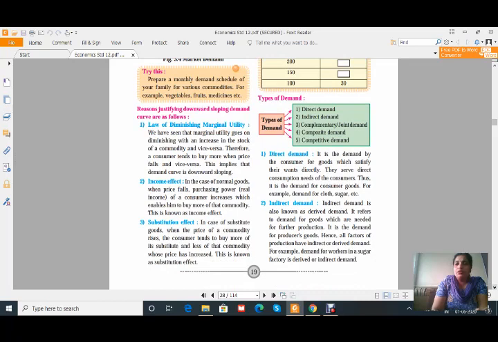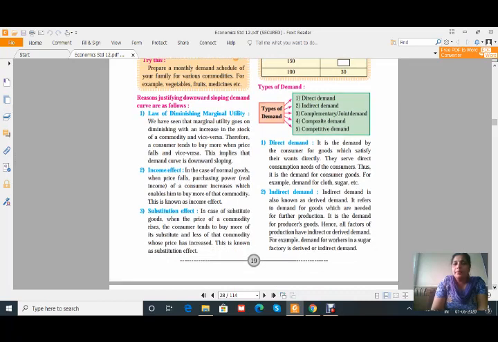Okay, now we will go further, that is types of demand. There are 5 types of demand. The first one is direct demand. It is demand by the consumer for goods which satisfy their wants directly. For example, it is already given here, demand for cloth, sugar, etc. That means it is directly demanded by the consumer, and when we pay for it, it will get satisfied.